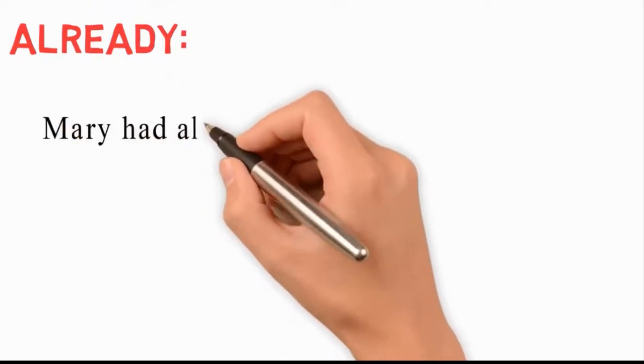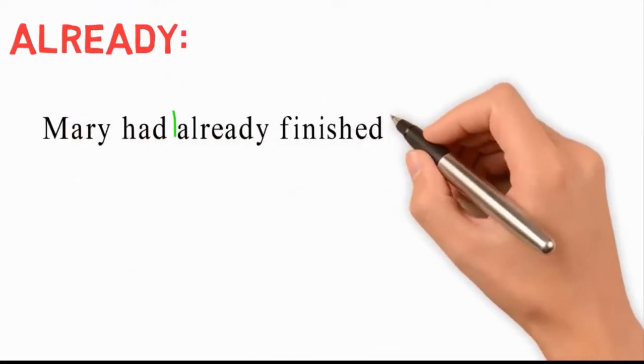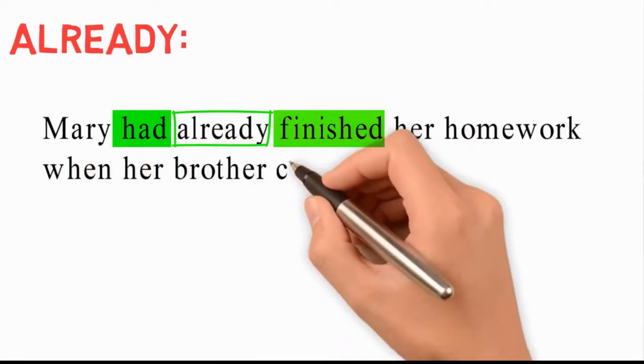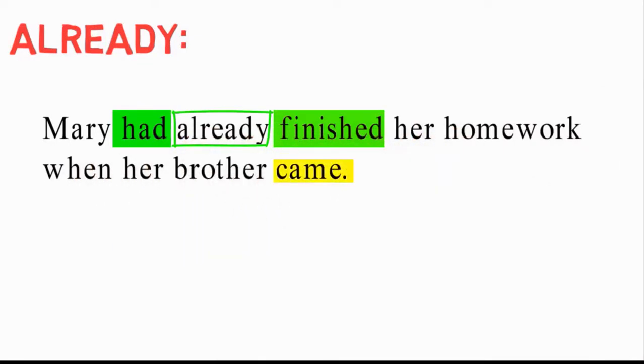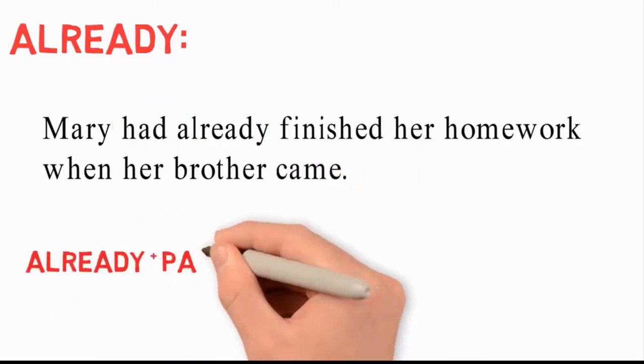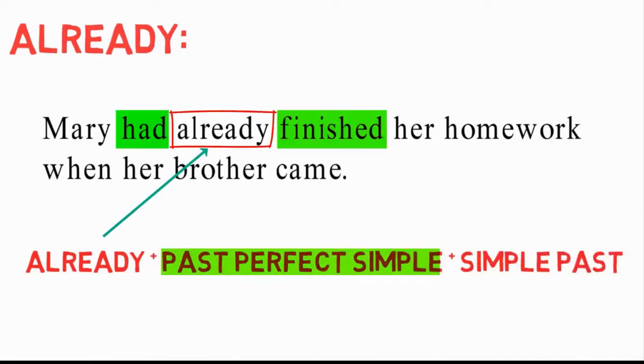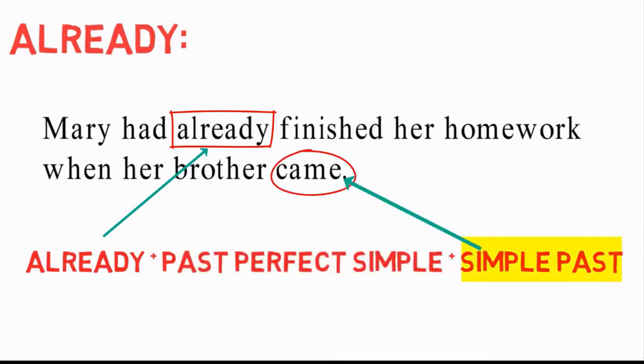Already. Mary had already finished her homework when her brother came. So the first verb that comes after already is conjugated into past perfect simple, and then the second verb is conjugated into simple past.